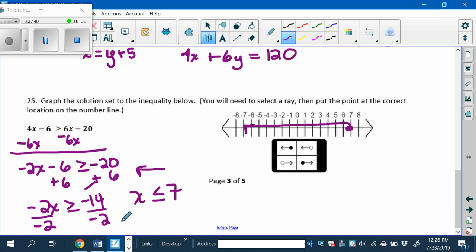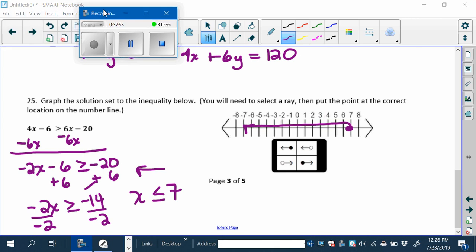That's why I like to keep the variable on the left, because this serves as an arrow as to which direction I'm going to be graphing. Okay? All right. So that is the first one that's almost 40 minutes long. I'm going to go ahead and go over the rest next time.